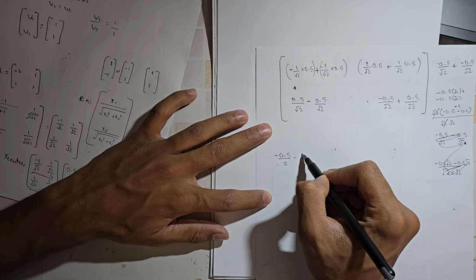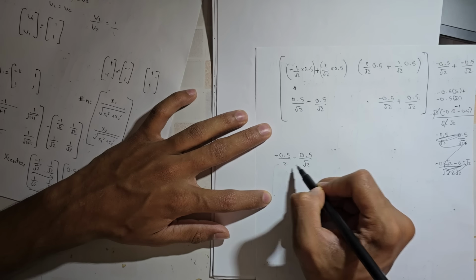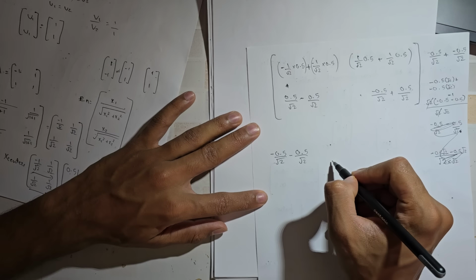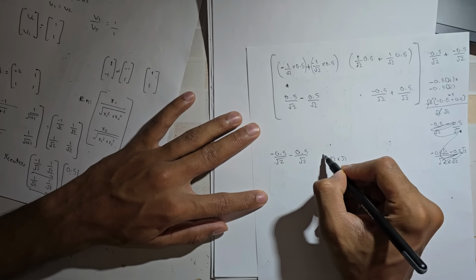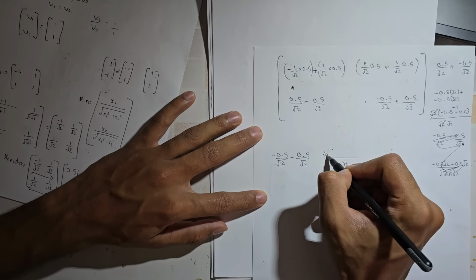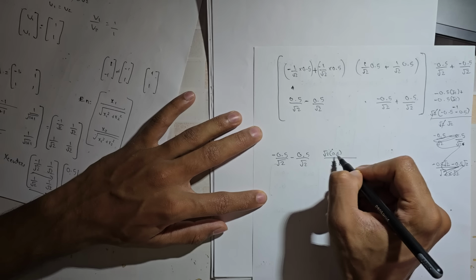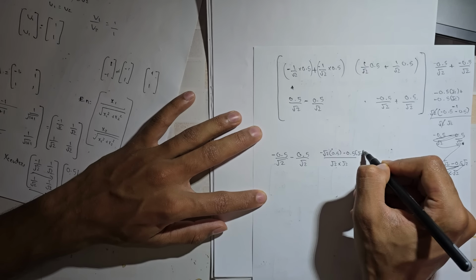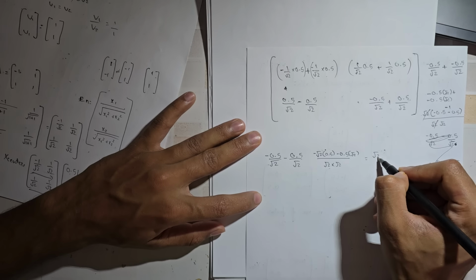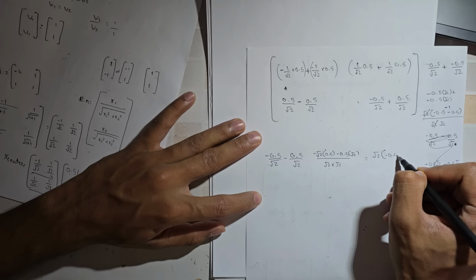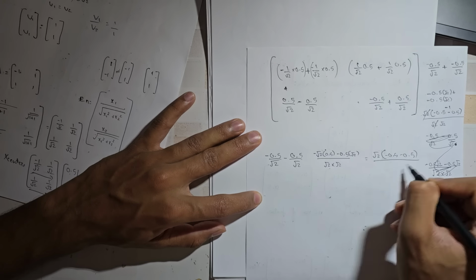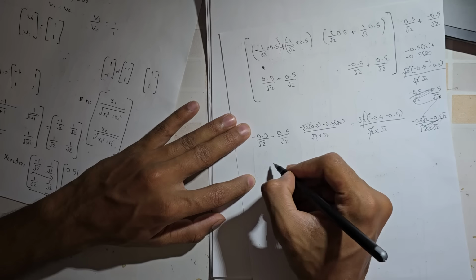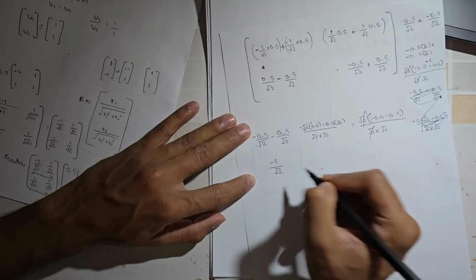Here, minus 0.5 divided by root 2. The thing is, if you are subtracting, you can multiply the denominator. So you will have root 2 into root 2, and you just have to cross multiply. Root 2 into 0.5, I'll keep it minus. Then minus 0.5 into root 2. Now what I did, I took root 2 as common, then I'll have minus 0.5 minus 0.5 divided by root 2 into root 2. So here this I'll cancel, it will become minus 1 divided by root 2.